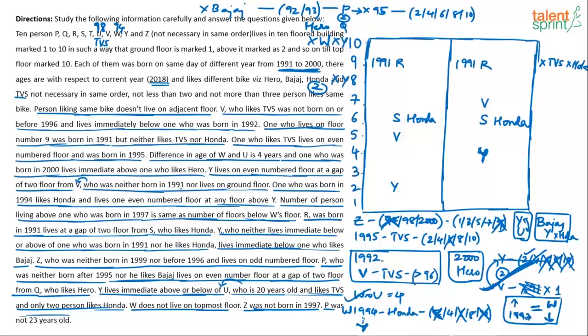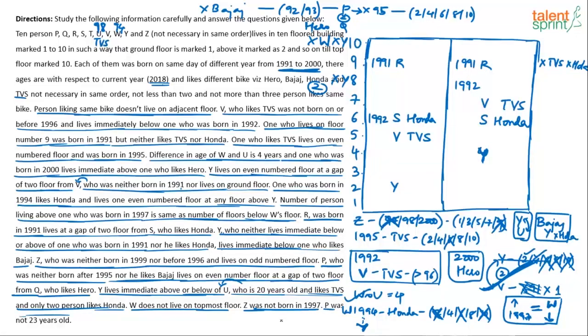Do we know anything else about V? Yes. We know that V likes TVS. So put that V likes TVS. V likes TVS and V is immediately below 1992. Yes or no? This box indicates what? V is immediately below 1992. So V is here. V is immediately below 1992 means S was 1992. In this case, whoever comes here on 8th floor will be 1992. So V is immediately below 1992 is also done.